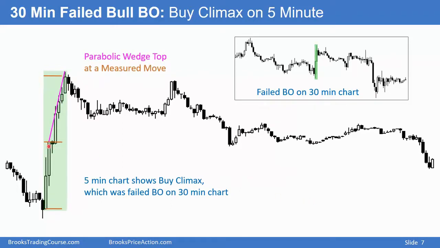A very strong breakout probably will lead to a measured move. My first thought always is the open of the first bar of the buy climax to the close of the second bar of the buy climax. 60% chance we'll get a measured move up, which we did.